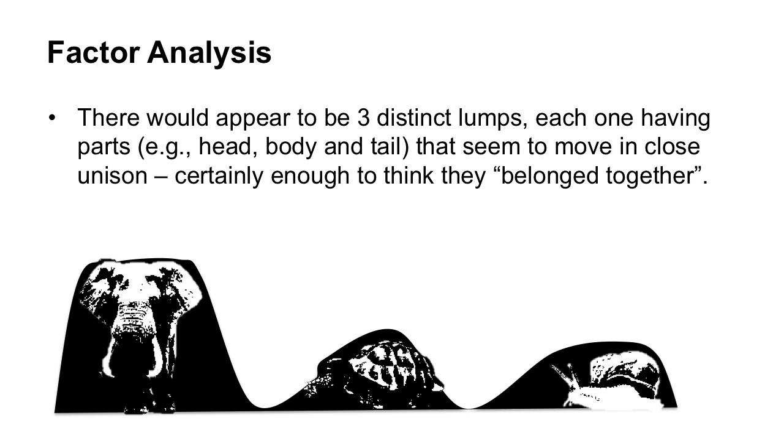You don't see the bumps for the head, tail, ears, and back and declare that you think that there are 4 animals when they all really belong to the same elephant. The same could be said about the points associated with the turtle and the snail. There would appear to be 3 distinct lumps, each one having a number of parts that seem to be moving in unison, certainly closely enough that you would think that they belonged together.